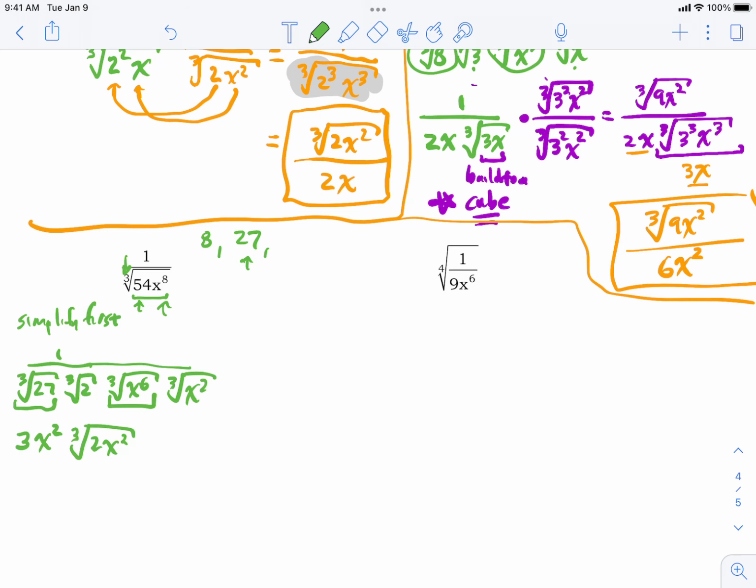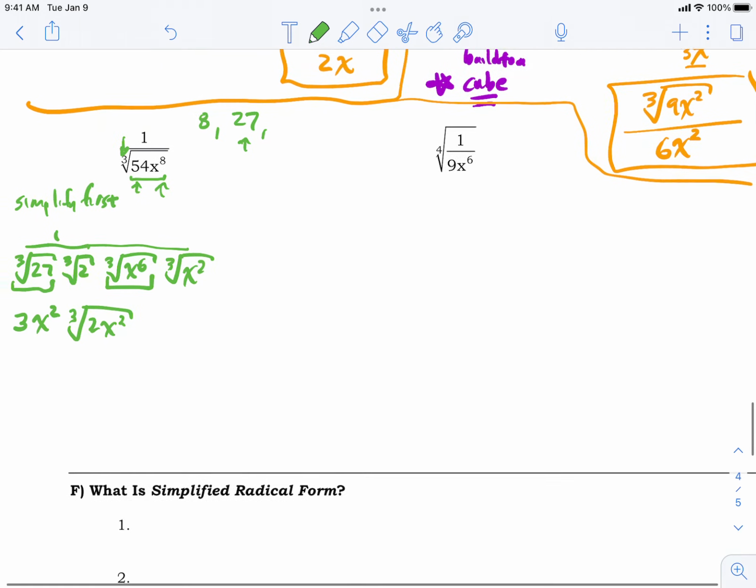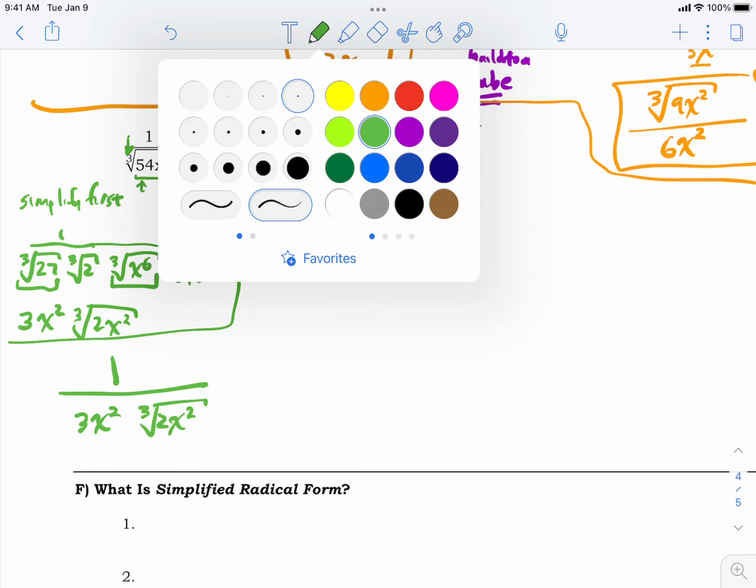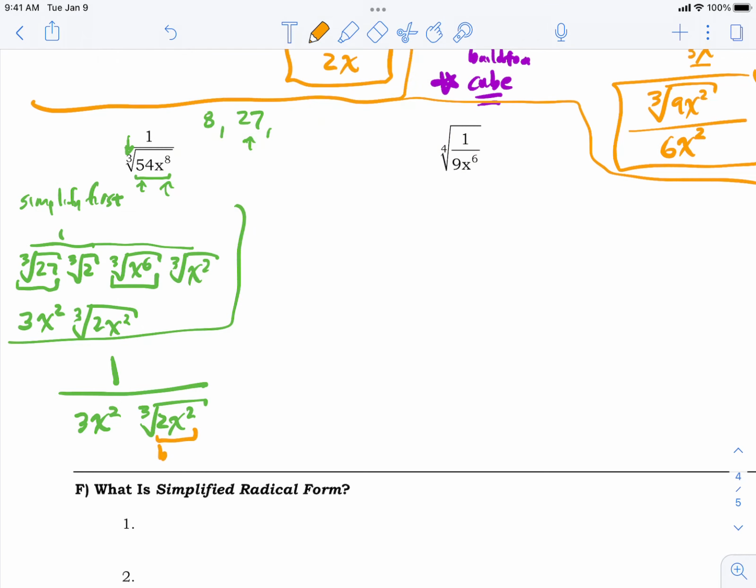Cool. So what I'm actually looking at is 1 over, and I've got a 3x squared, and I've got a cube root of 2x squared. Okay, cool. Now comes the part where I need to build up to cubes. This is the part where you multiply top and bottom by the cube root of something. But again, with square roots, you just look at it and you make a copy. With cube roots, you have to think it through because you're trying to build up to cubes.